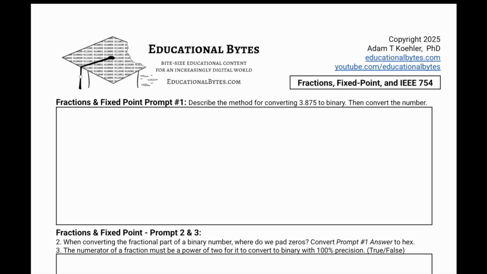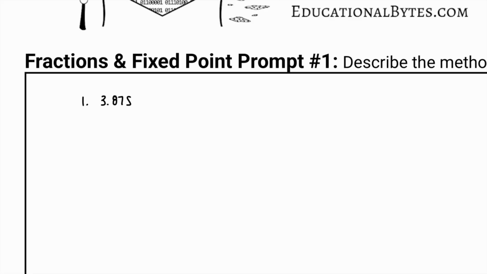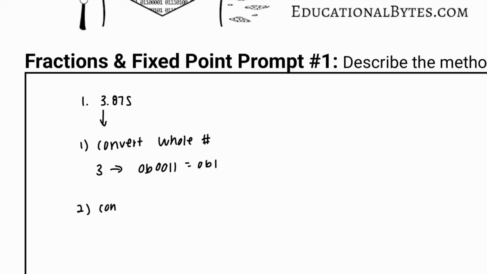Alright, we're going to go over question 1, where we are asked to convert 3.875 to binary. Our first step is to convert the whole number. 3 to binary is 0b0011, or 0b11.